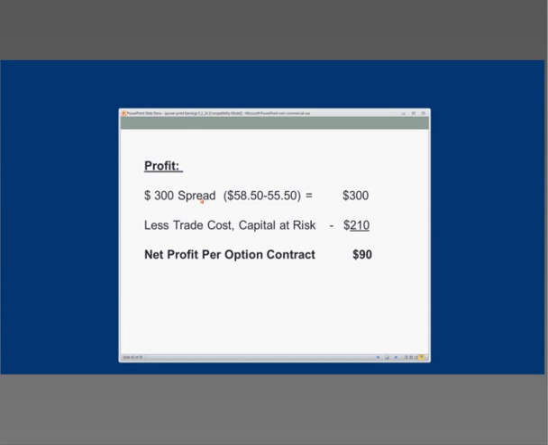So the spread width, if you're familiar with this, is you take that initial spread. It was 58.5 less the 55.5, $300. That's the full spread. Now remember, one option contract is equivalent to 100 shares, so it would be $3 times 100 equals 300. Less the cost of that trade, or your capital at risk, of 210. So you've defined your risk, and that net profit potential is $90 a contract.